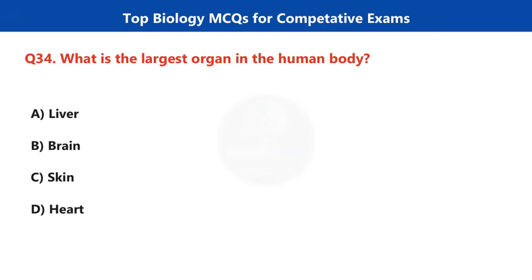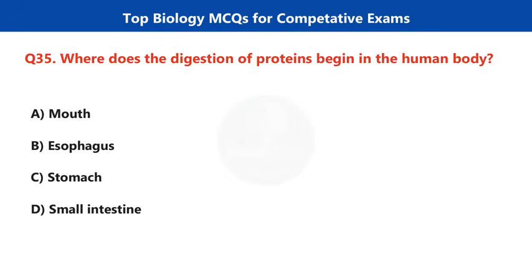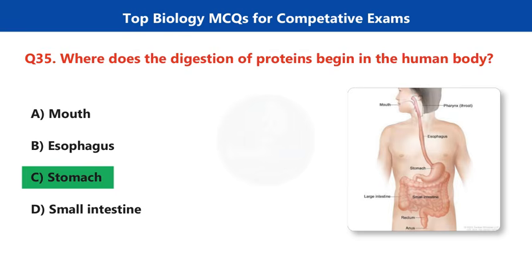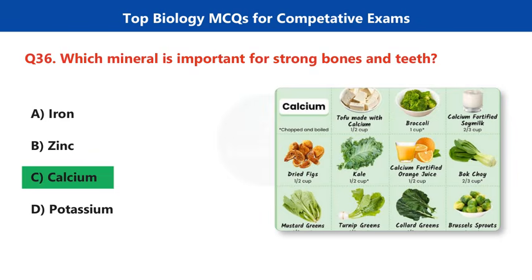What is the largest organ in the human body? Correct answer, skin. Where does the digestion of proteins begin in the human body? Correct answer, stomach. Which mineral is important for strong bones and teeth? Correct answer, calcium.